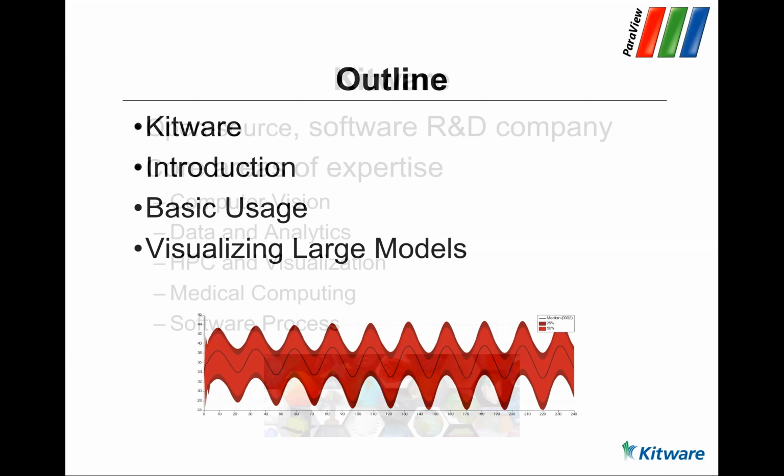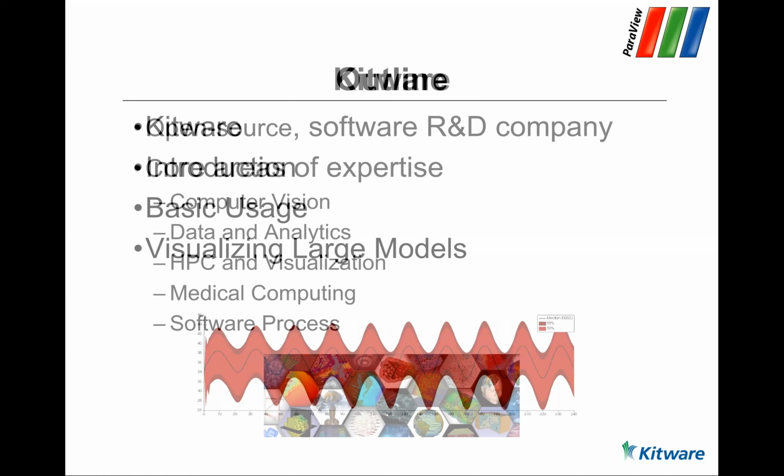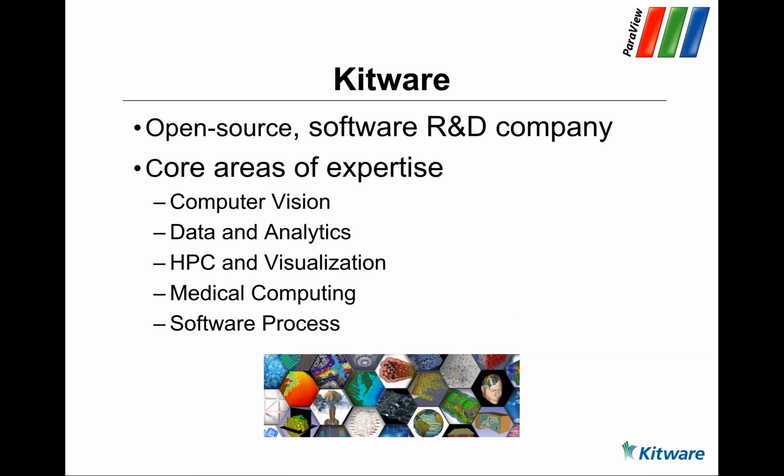So Kitware is an open source software R&D company. We have 5 core areas of expertise: computer vision, data and analytics, HPC and visualization, medical computing, and software process. So mostly focused on visual computing. In these areas, we write and maintain libraries and applications together with our collaborators and with the open source community. And we also help customers to build custom solutions based on these libraries and applications.